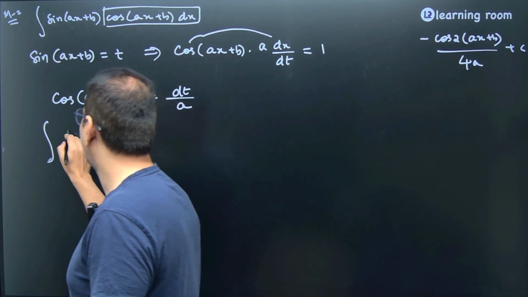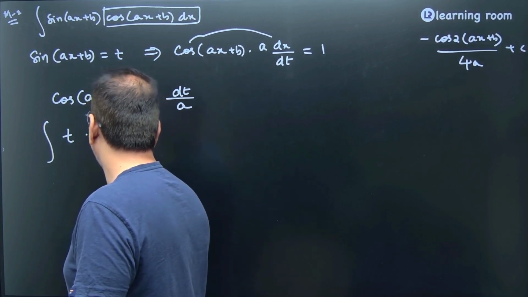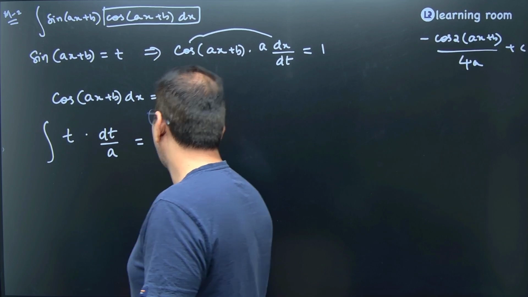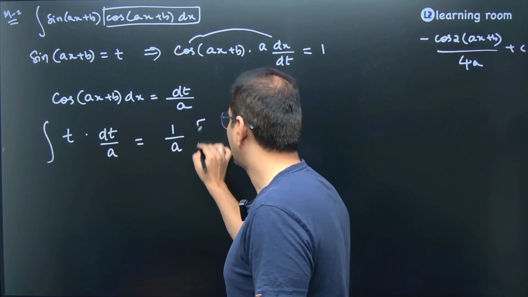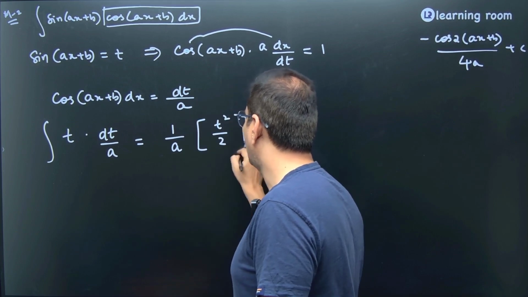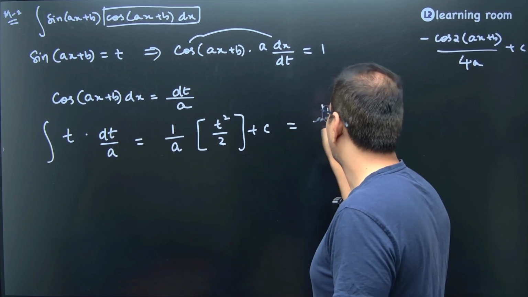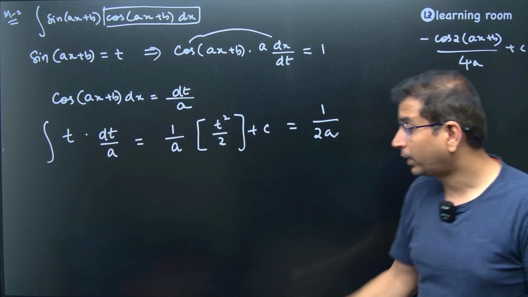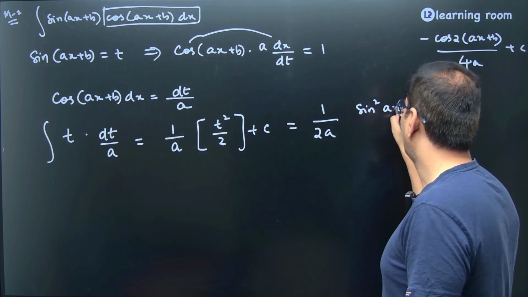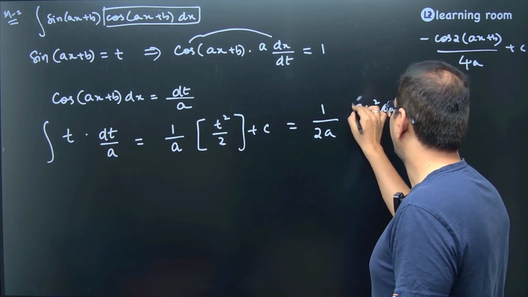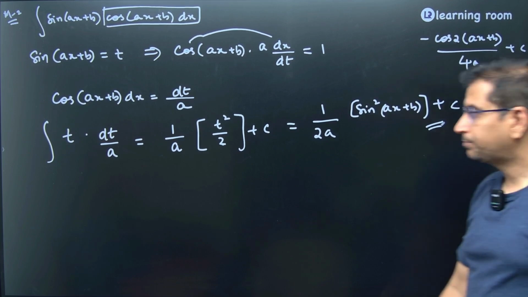Now observe. When I take these values and substitute them here, that will be the integral of sine of ax plus b, which can be written as t. Cos of ax plus b times dx will be dt divided by a. This will give us 1 by a into the integral of t dt, which is t square divided by 2 plus c. So this will be 1 by 2a into, sorry, what is t? It is sine. So sine square of ax plus b is what is going to come, plus c. This will be the final answer when we use method 2, right?